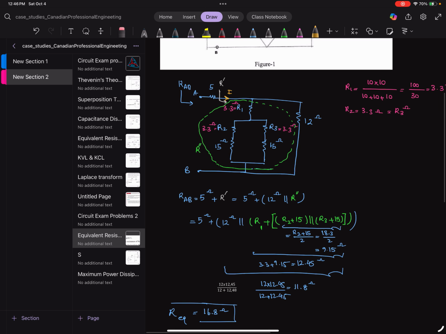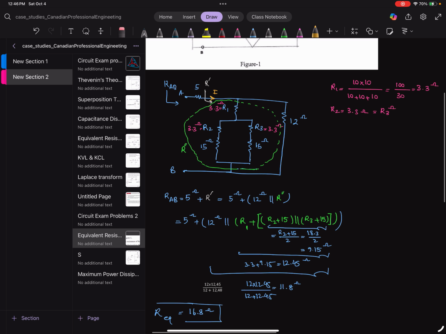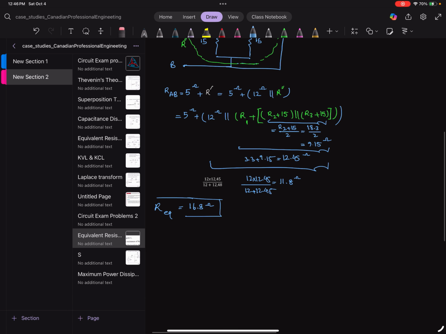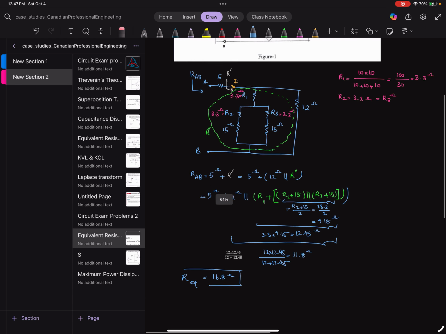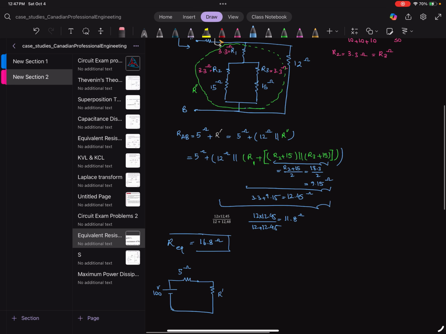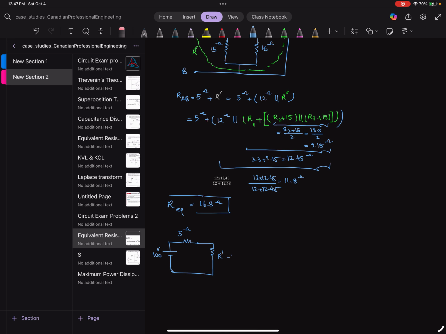I is here, right? In order to find I, we have to go back to the circuit. So how much was the voltage at the source? It was 100 volt. We had a 5 ohm here. We had an R prime. R prime was about 11.8 ohm, right?